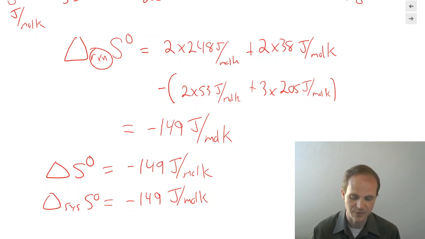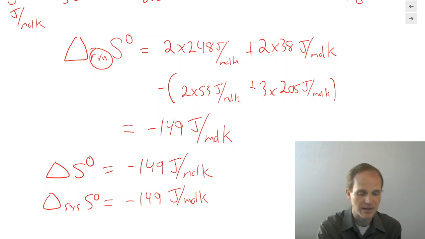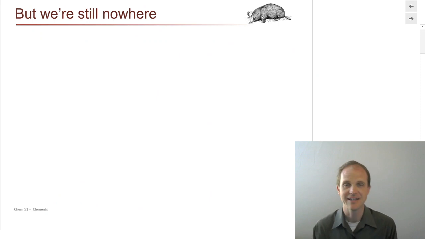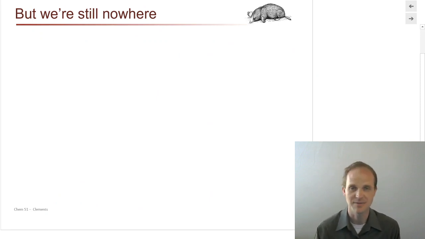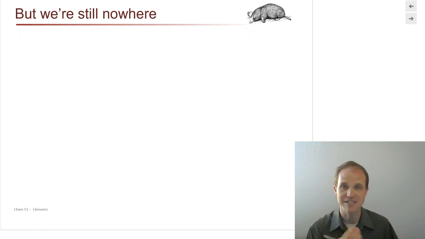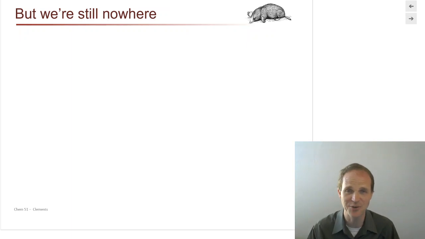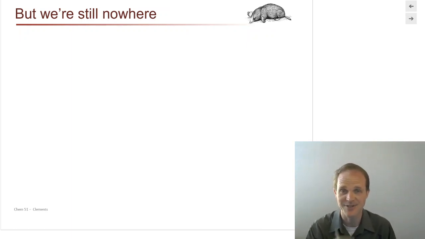All right, so we get a negative 149. Again, we still have to figure out what to do with that, and why is that number useful? Because if you remember, the predictor of spontaneity is not the delta S of the system. We just quantified delta S of the system. The predictor of spontaneity is the delta S of the universe. So we're still not there. We're still not to something useful that can actually predict whether a reaction is going to happen or not. All this time, how can we still be nowhere? Because we're a lot closer than we used to be.